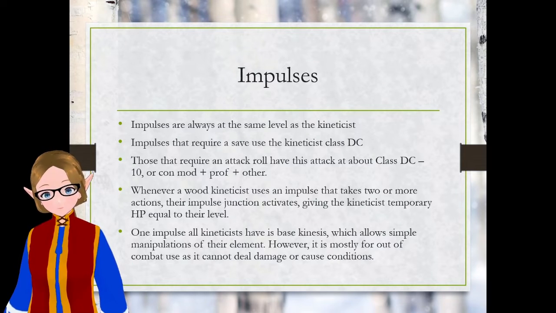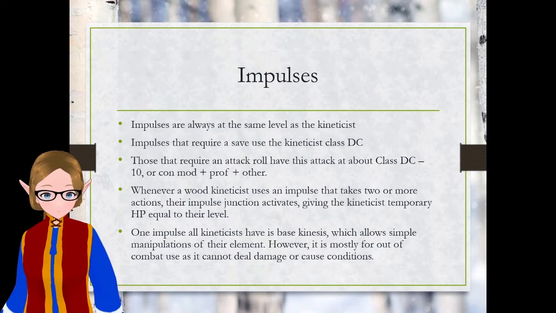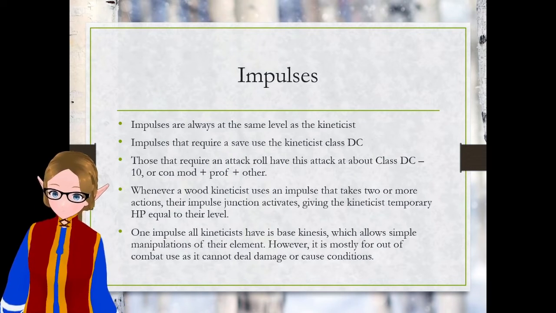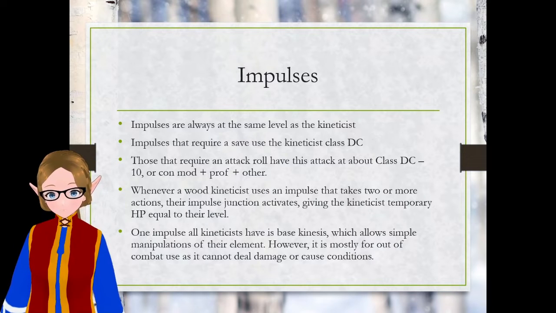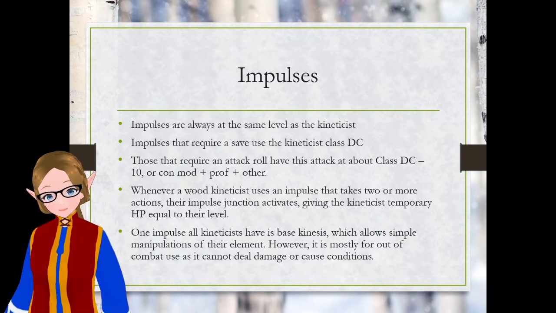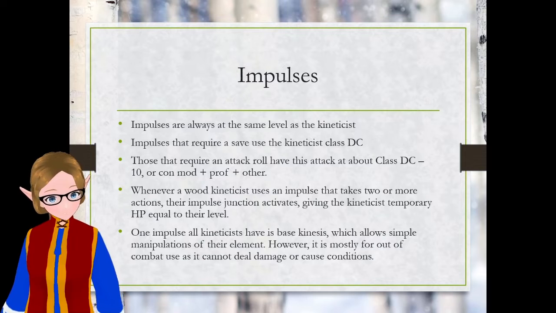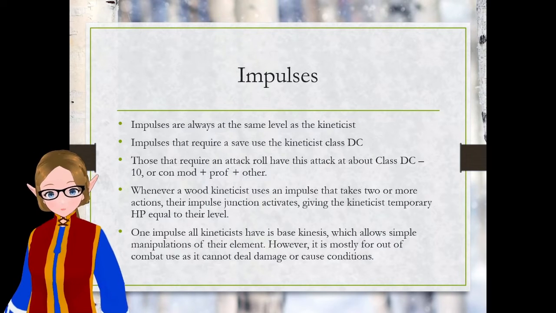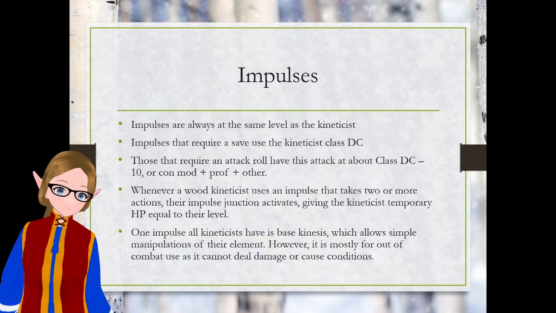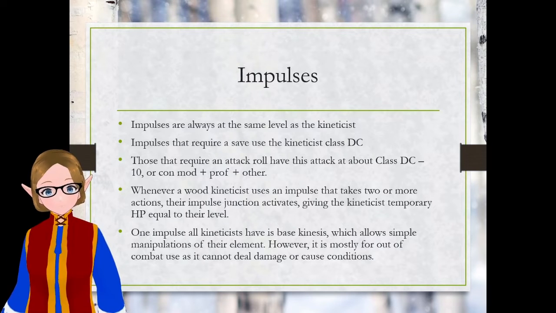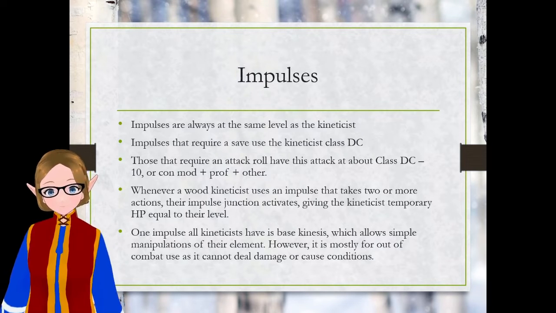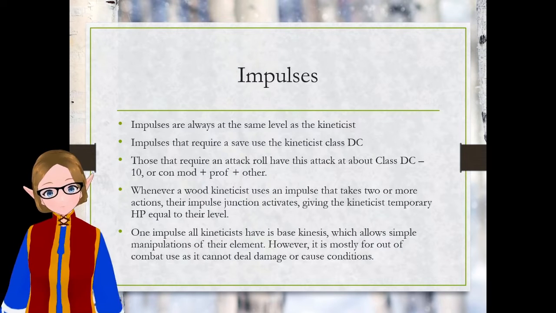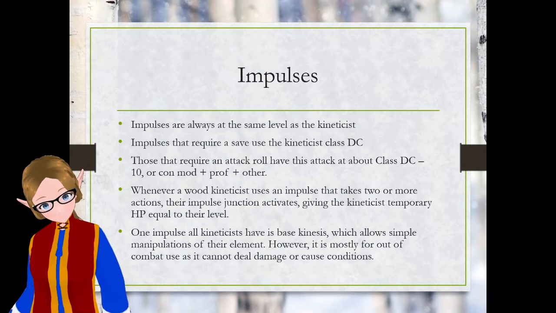One feature that all Kineticists have is the Impulse Junction. A Wood Kineticist Impulse Junction takes effect whenever they use an impulse that takes 2 or more actions. It gives them temporary hit points equal to their level. In addition, one impulse that all Kineticists have, regardless of element, is base kinesis. This allows you to do basic alterations to your element. I have created a separate video for talking about that more in depth.